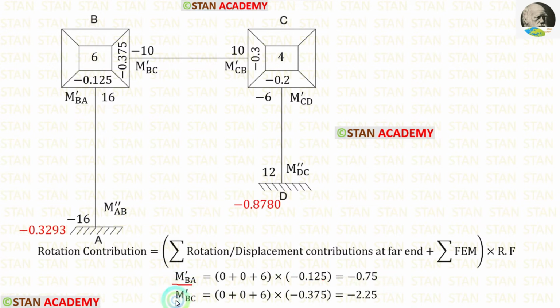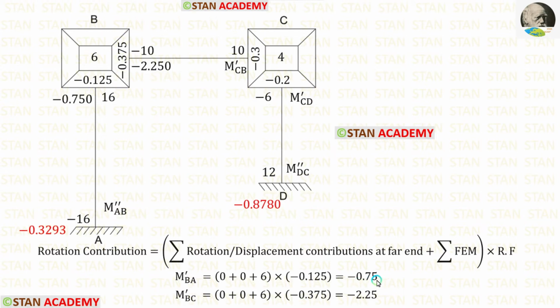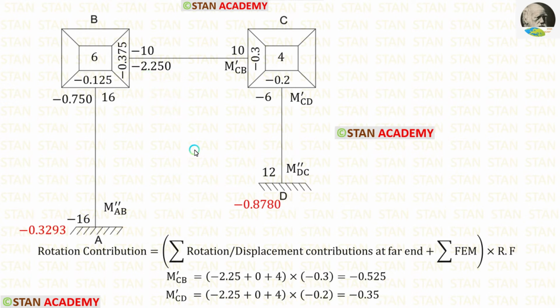For M'-BA and M'-BC, all of the values will be the same except the rotation factor. The rotation factor for BC is minus 0.375. After the calculations, we are getting M'-BC equal to minus 2.25. Let us apply the values of M'-BA and M'-BC.